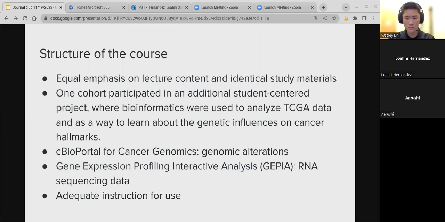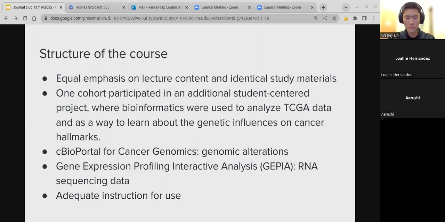As the slide indicates, the project analyzed TCGA data and was used to learn about the genetic influences on cancer hallmarks. So when we think about it, one cohort did have a little bit of this extra enrichment that was also part of the study. This is important for later results.